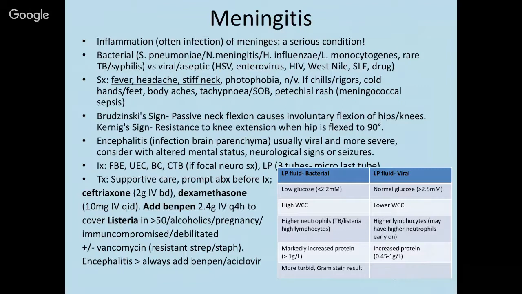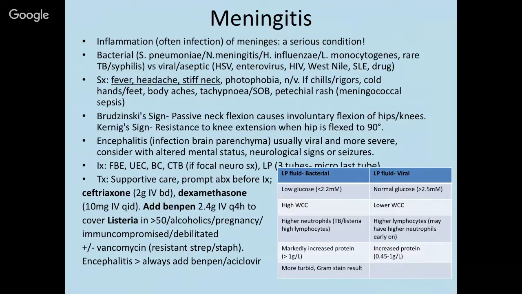So symptom-wise, the big triad that you have to know is fever, headache, and stiff neck. And then photophobia and nausea and vomiting can be other features. They may be very cold, have chills or rigors, cold hands and feet. These are signs of like more sepsis. And the petechial purpuric rash of meningococcal, obviously you guys know that, but that's often quite a late sign. So by the time they've got the rash, they're usually in dire straits.